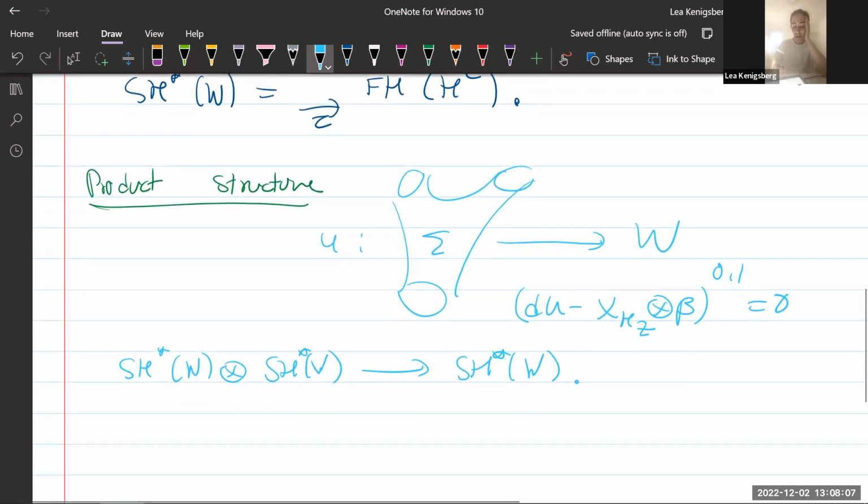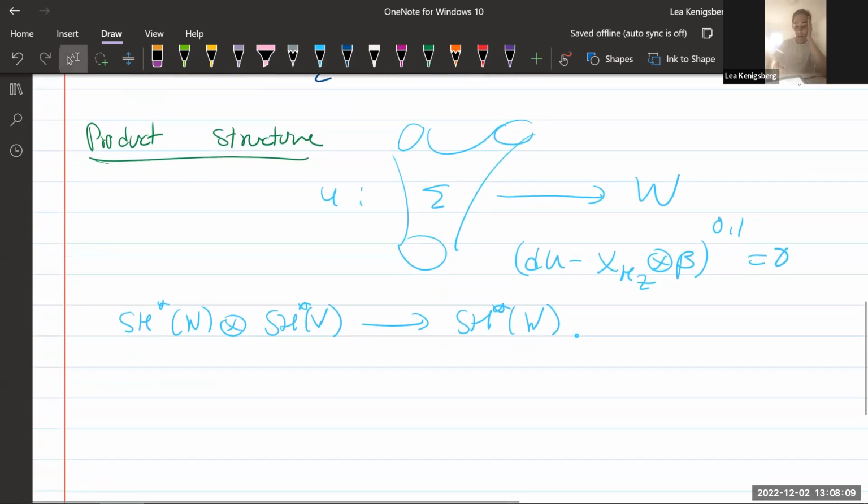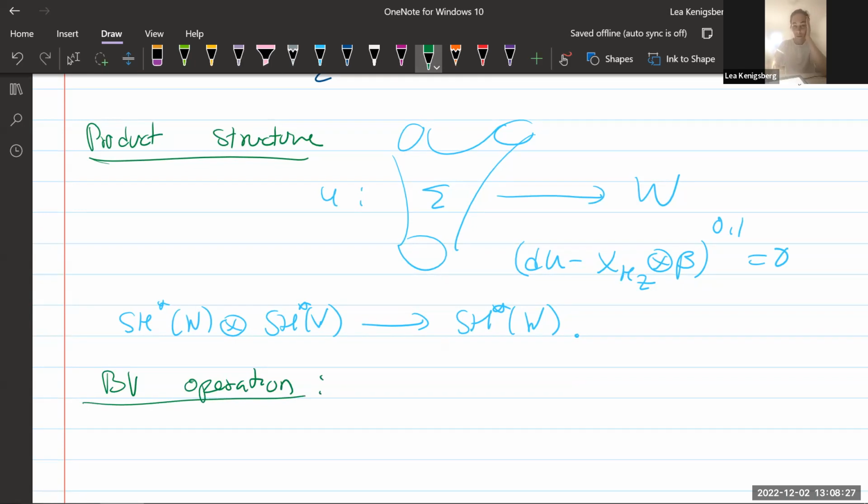There is one more structure that I want to mention, which is the BV structure. Morally speaking, you want to think about this as the operation that just rotates the one-periodic orbits. So maybe you forget that these are parametrized and you can imagine that you rotate them. And this gives you a degree minus one operation.